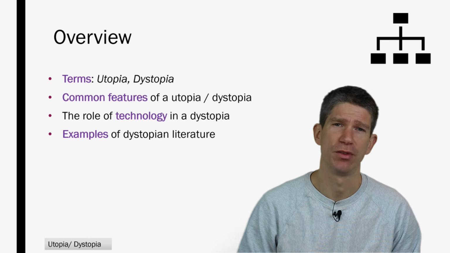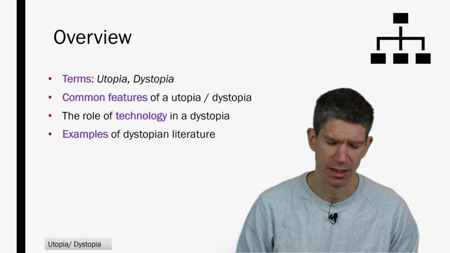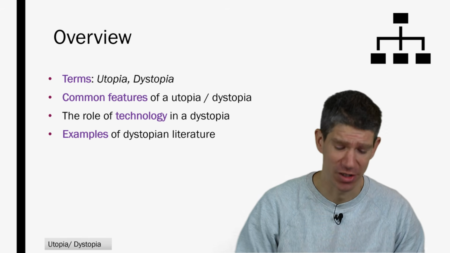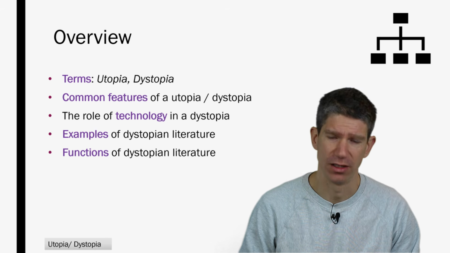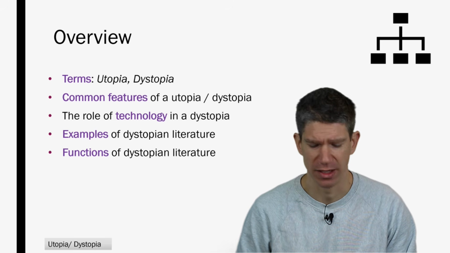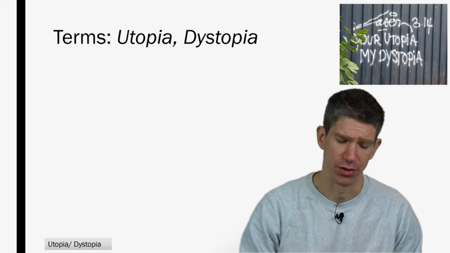I'll give you some examples of typical classical dystopian literature and some newer ones, but these can only be examples. It's a large genre. And what kind of functions does dystopian literature usually have in most cases, in most novels? Let's go. The terms first.